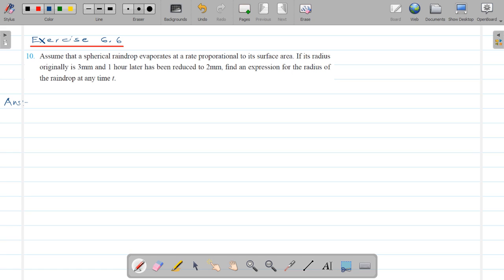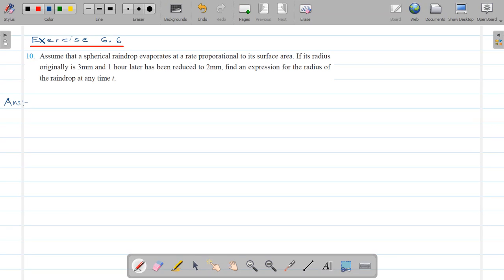Dear students, from the topic differential equation, here we will solve question number 10 from exercise 6.6, which is on the applications of differential equation. So let us see the question.